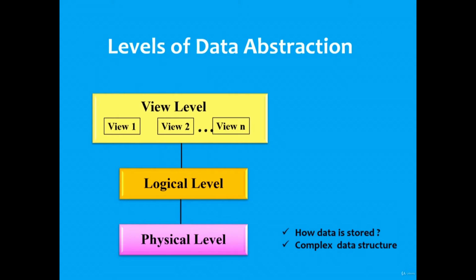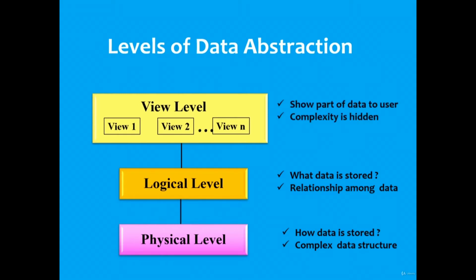Physical level deals with how data is stored. It handles complex data structure. Logical level deals with what data is stored. It handles a relationship among data. View level shows part of data to user. Complexity about how data is stored is hidden from user at view level.